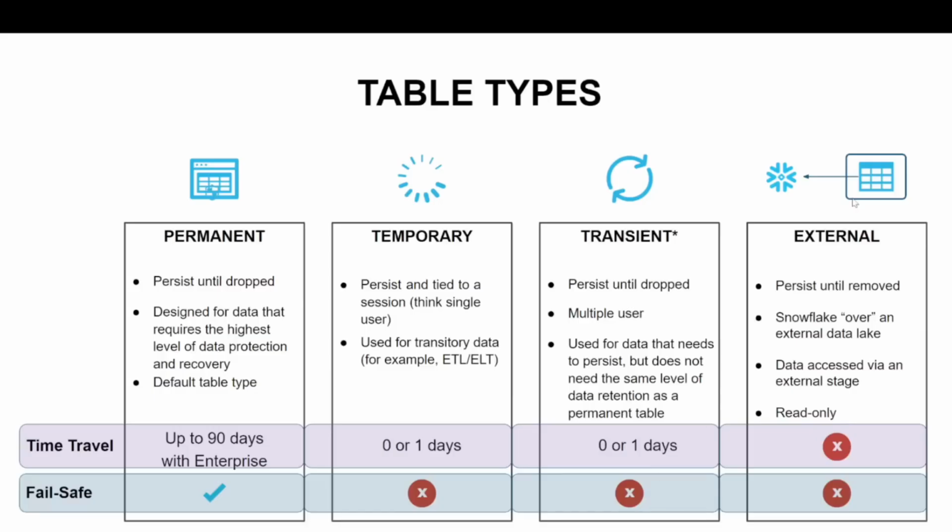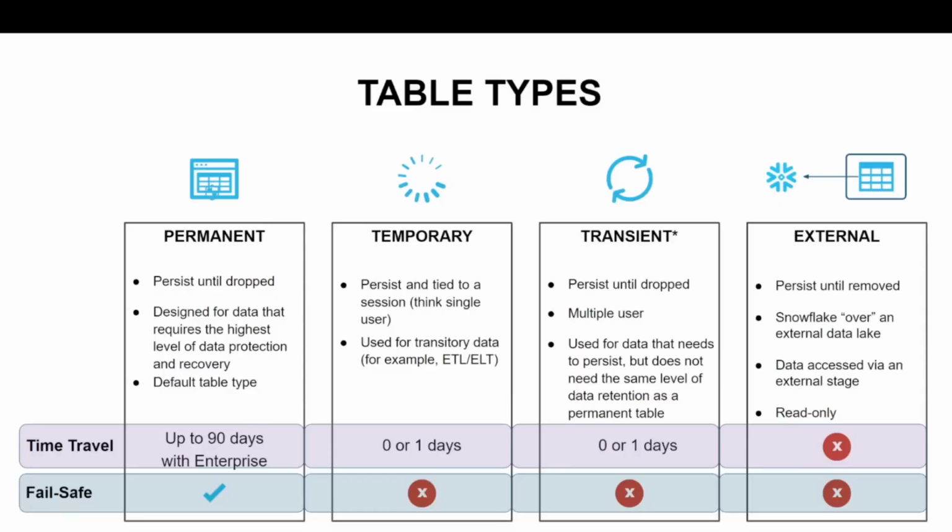Now the third is an external table. This also persists until you physically go and remove the table. It is going to help you access the data which is sitting outside of Snowflake. So let's say you have data in any cloud data lake such as AWS S3, Azure Blob Storage, or a GCP bucket. And if you want to access the data in Snowflake, where you don't want to physically move the data from those storages to Snowflake, then you can leverage the functionality of external tables.